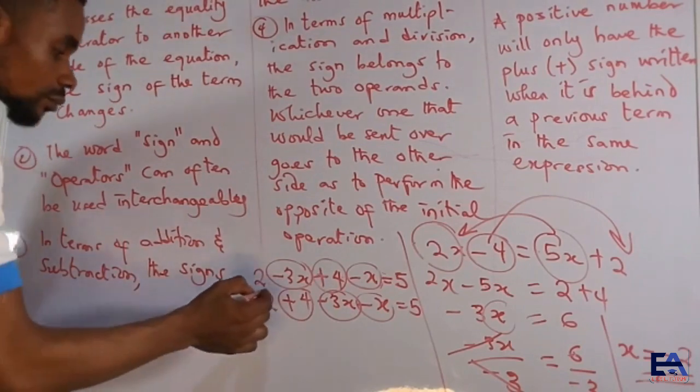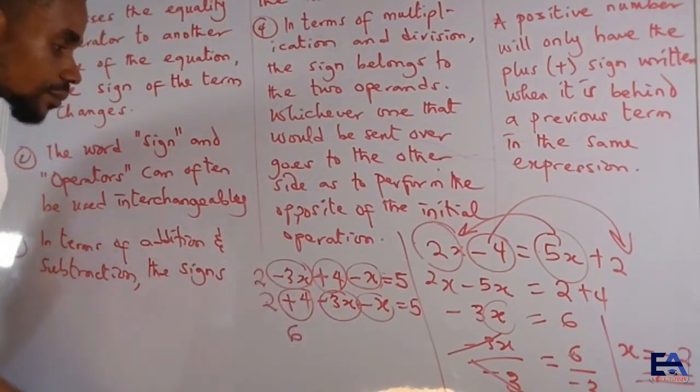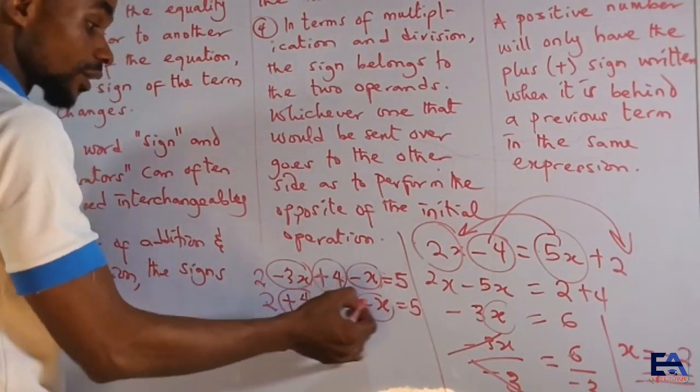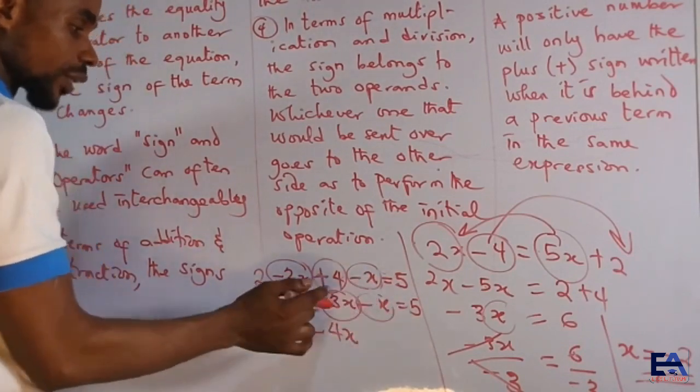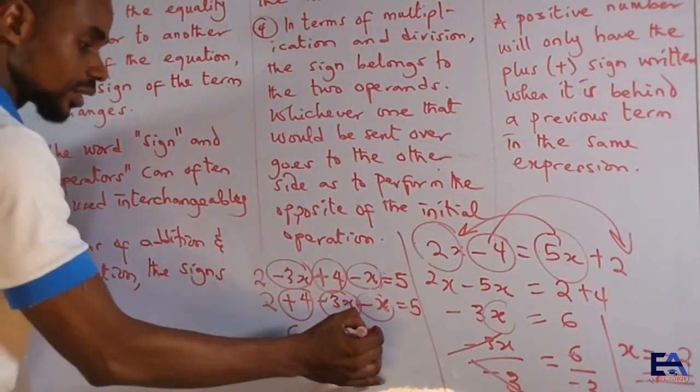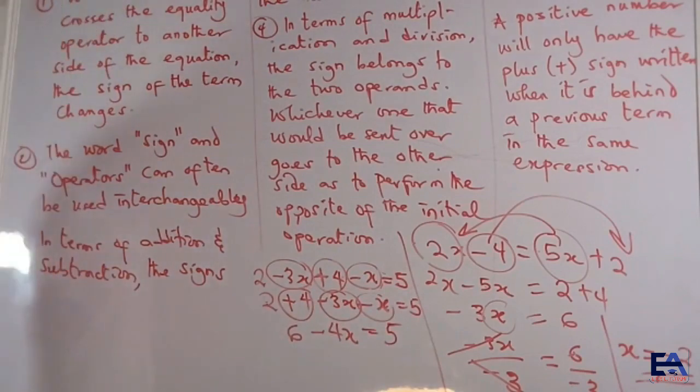Now 2 plus 4 gives us 6. Then minus 3x minus x gives us minus 4x, because minus x means like 1x. So if I'm owing 3x and I'm owing 1x, then it means I am owing 4x, then equals 5. I believe you could get that.